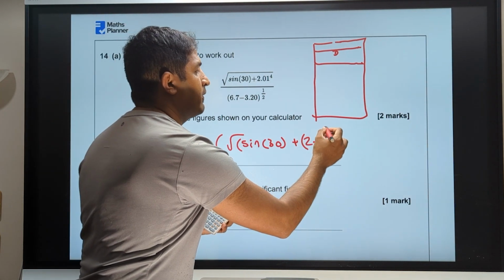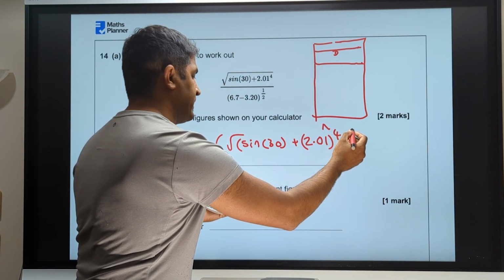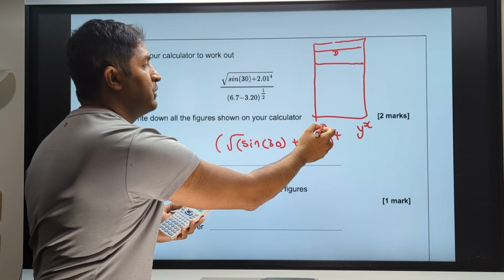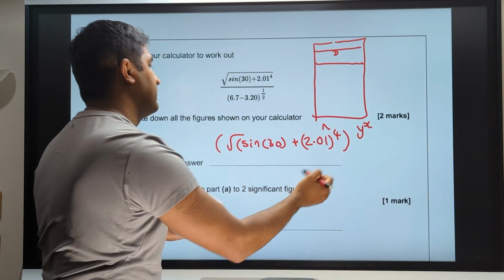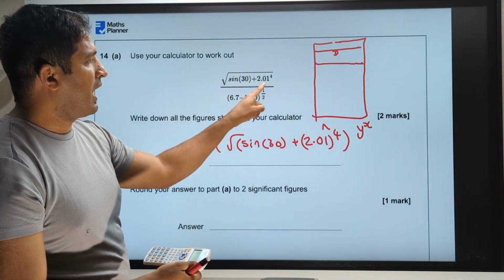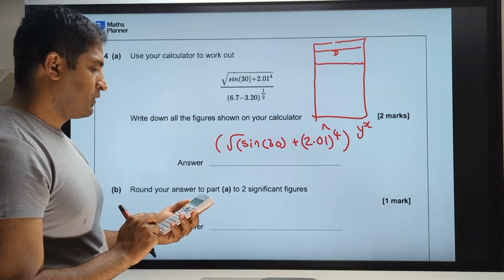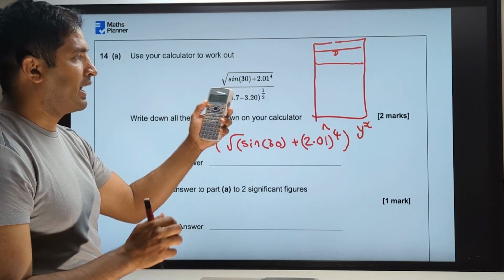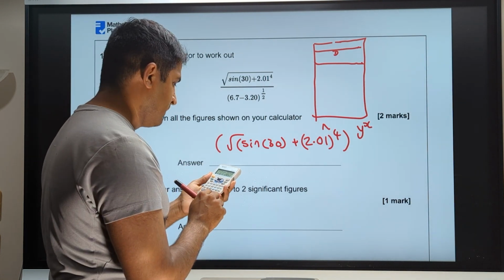So when you do the power 4, you probably have to press the hat button, or you might have y to the power x, okay. So this is just you being able to use the calculator. So the power 4, and then you close the brackets. Now I've worked out the value at the top, so I close the brackets and press equal. So I've worked out the value of the top line. Again, I'm not getting rid of that answer. Then I'm going to press divide.